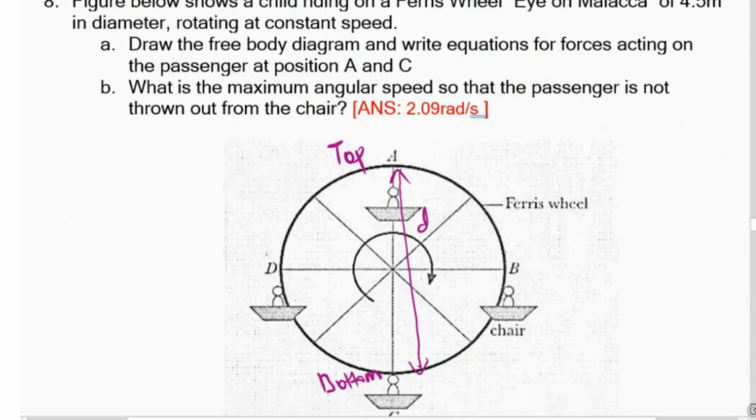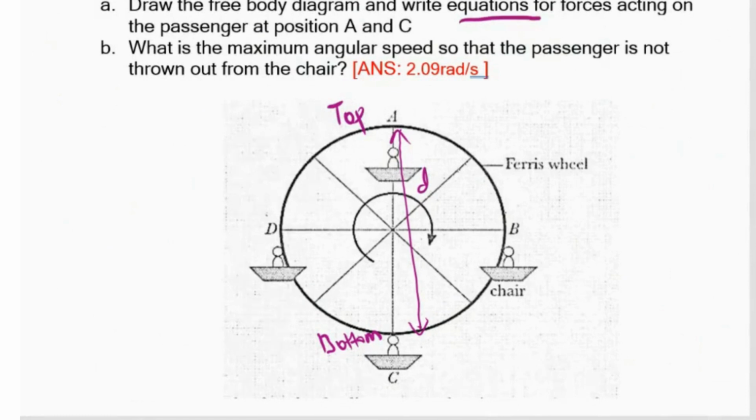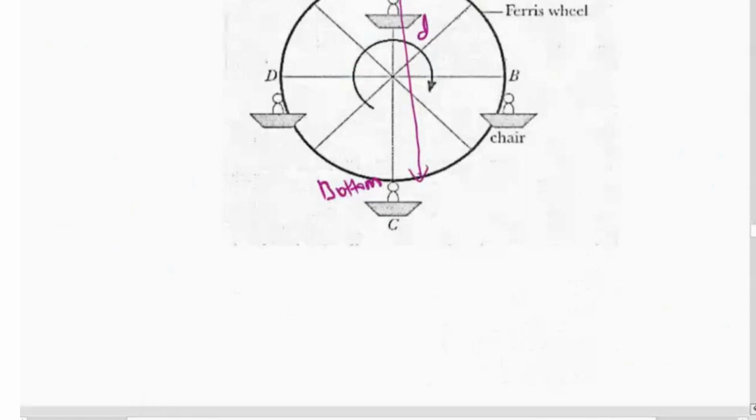So you have to come up with the equations of forces. This force is actually the centripetal force because it's a circular motion, so we are looking for centripetal forces. You have to draw the free body diagram at A, which is at the top. The person is sitting on the chair, so there is a normal force pointing upward and the mass has weight pointing downward. This is at the top.